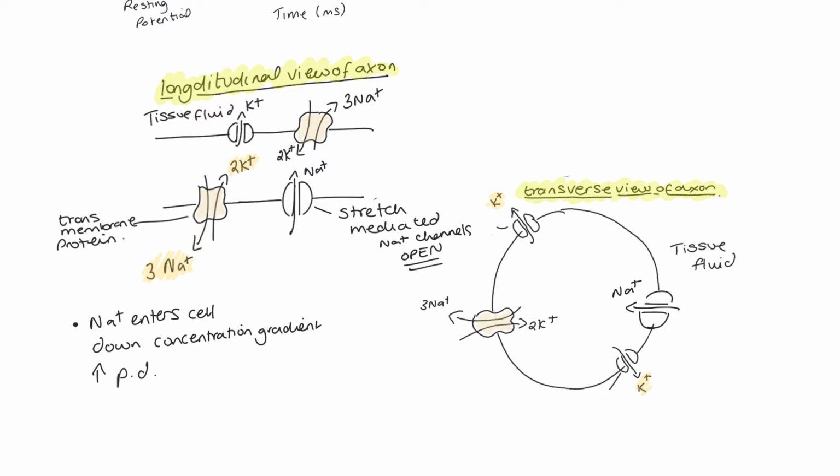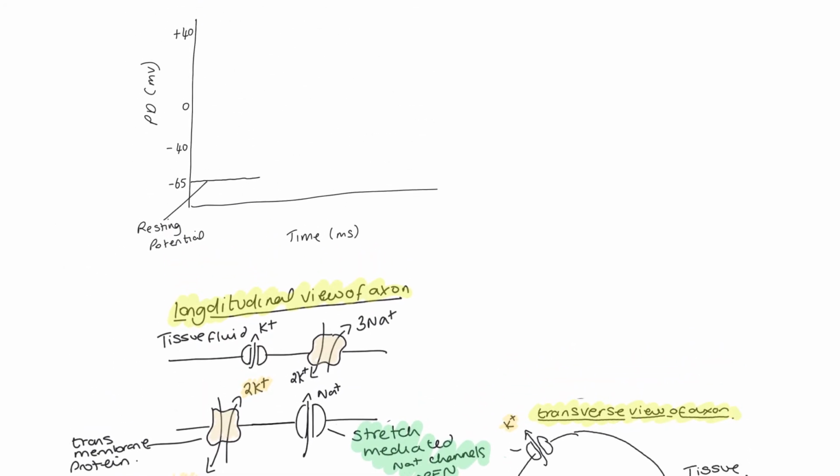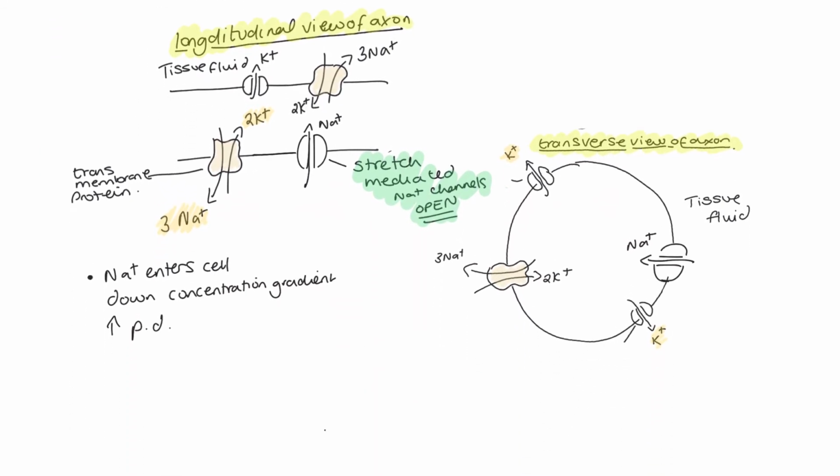If enough stretch-mediated sodium ion channels open, so that enough sodium floods into the cell, it causes the potential difference to rise to minus 40 millivolts. That is known as the threshold value. And at the threshold value, voltage-gated sodium ion channels will open.